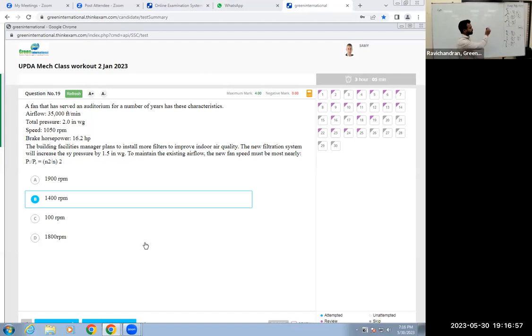So you have to know this relation to solve any pump problems, so that if data are given, you can solve from this. Okay. So we'll go to this problem.